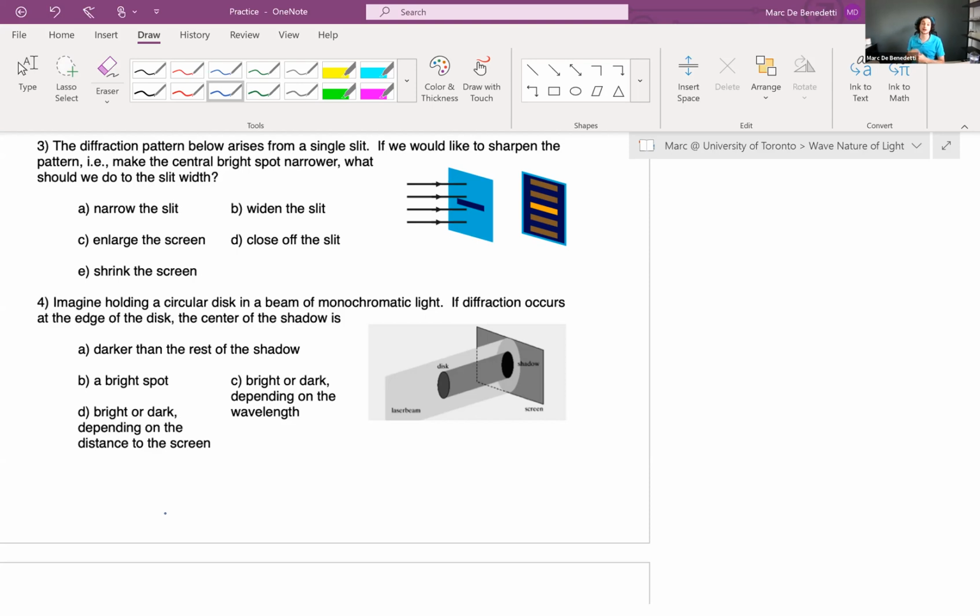Don't forget, diffraction means bending. It diffracts around a corner. So when light passes over the corner, it will bend. It won't just go straight. It'll bend around the corner.